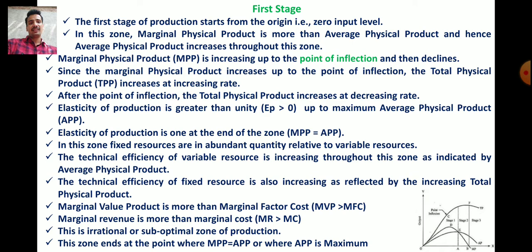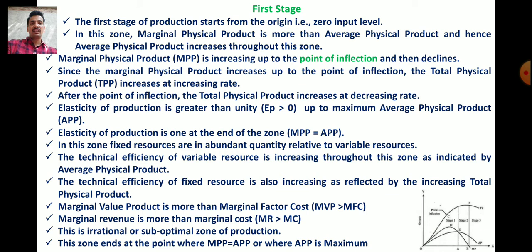Now, elasticity of production is greater than unity, meaning greater than 1, up to maximum average product, that is APP. Elasticity of production is 1 at the end of stage 1, that is when MPP is equal to APP. At that point elasticity of production is equal to 1.